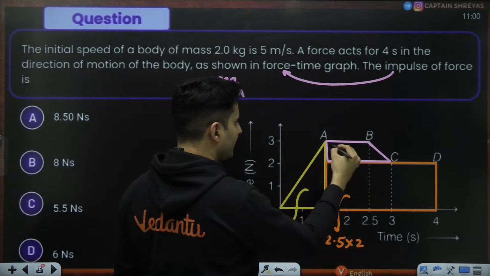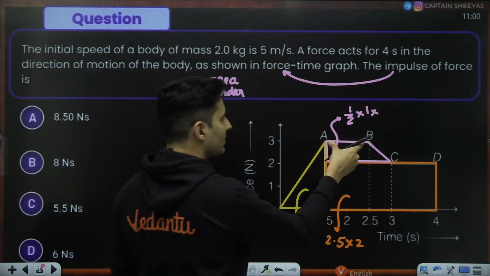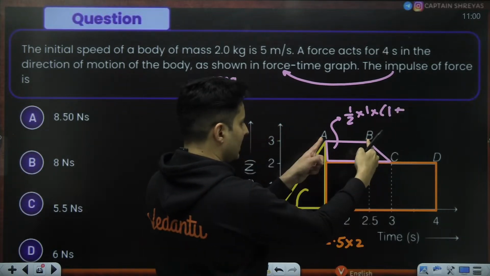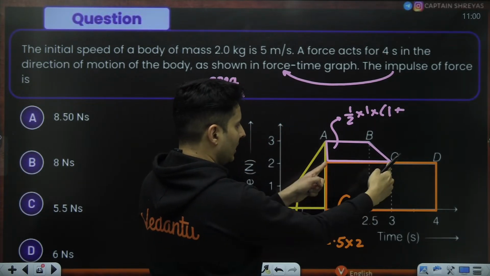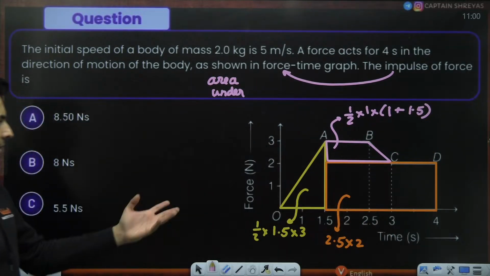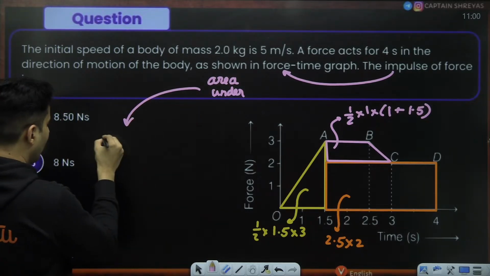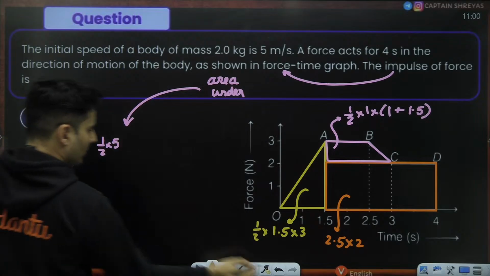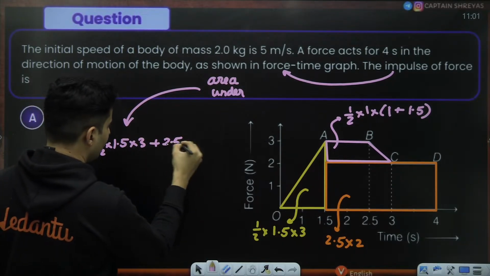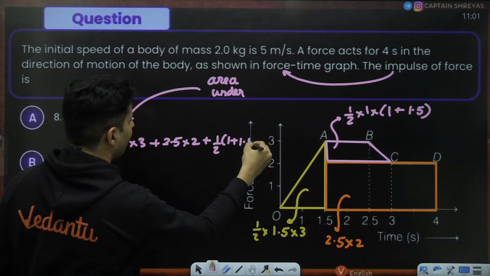So the area of a trapezium is half into the height, which is nothing but 1, into the sum of parallel sides. This side is 1, 1.5 to 2.5 is 1, and this is nothing but 1.5, so plus 1.3. So just add all three of them and you will get the area. So the area under will be nothing but half multiplied by 1, half multiplied by 1.5 multiplied by 3 plus 2.5 multiplied by 2 plus half multiplied by 1 plus 1.5.